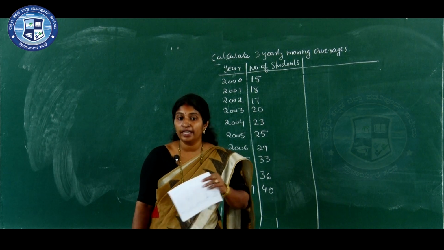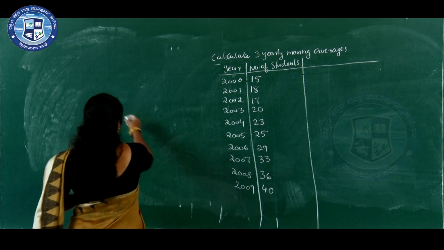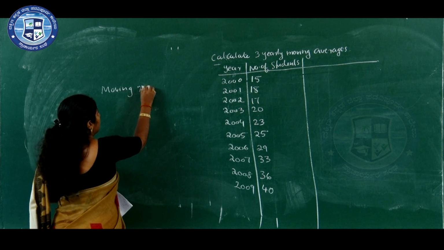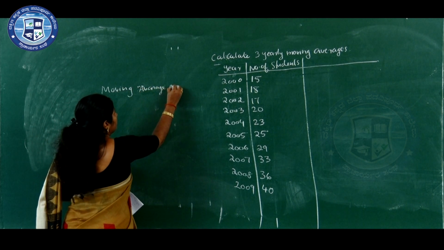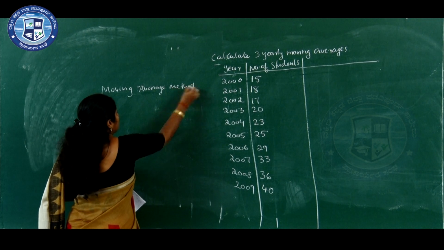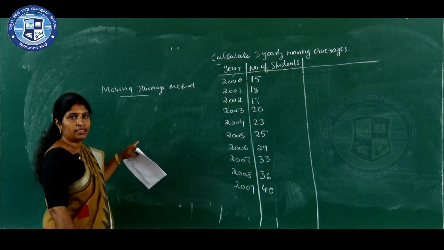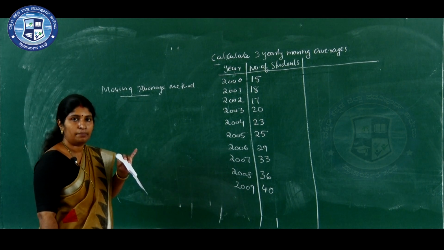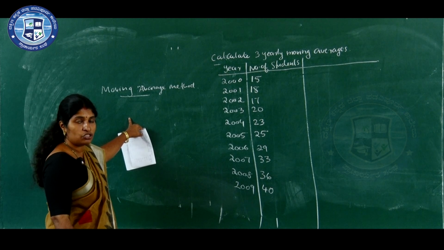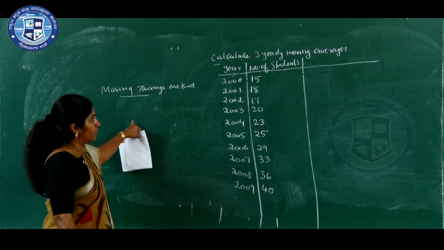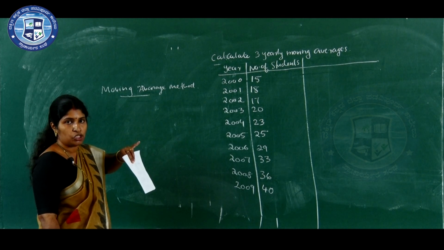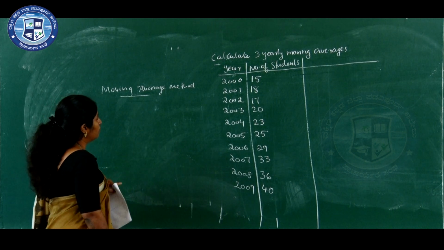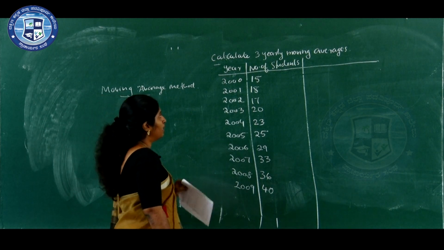Next one is the moving average method. This is a very simple method to find the trend. It is also based on arithmetic mean. Here time points will be given in the question. According to that you have to find the trend values. Okay. Now let us go for an example.